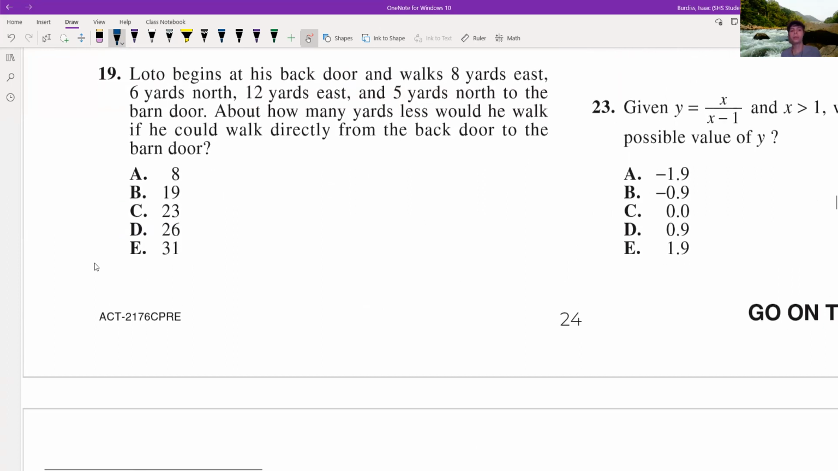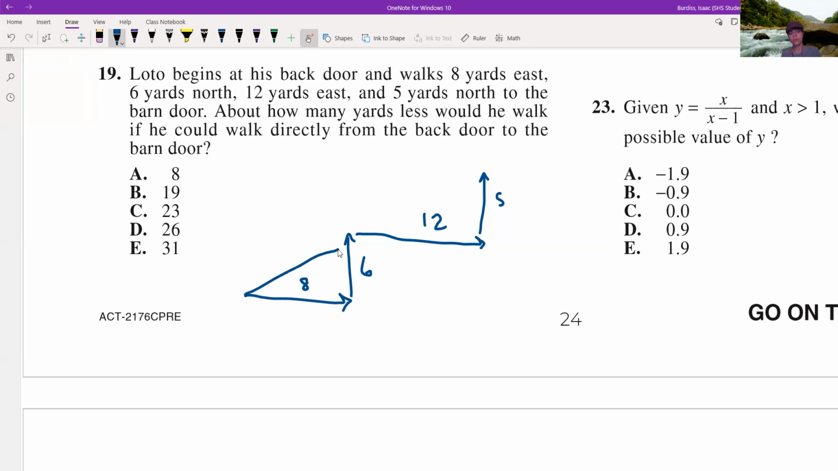All right, Lodo begins at his back door and walks 8 yards east. Okay, well, whenever you see east, west, whatever, just draw it, okay? So he went 8 yards east. What do you do next? 6 yards north. Then what? 12 yards east again. 5 yards north. Okay, this must be some kind of idiot. And that's what they say. How many yards could he have walked less if he walked directly? Which just means if you went diagonally.